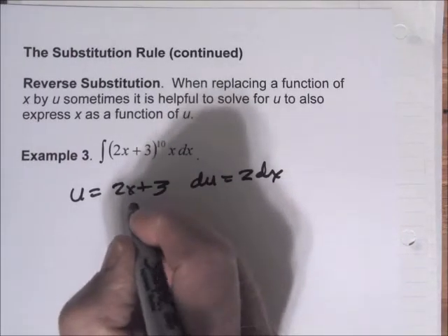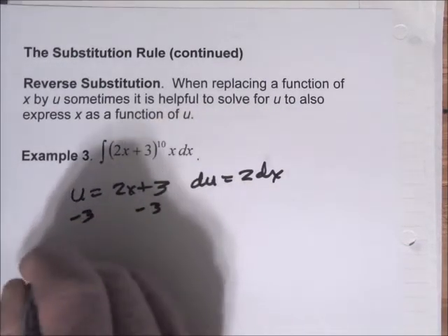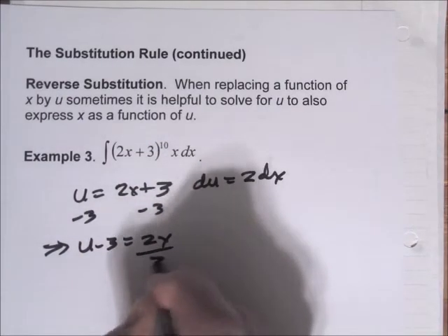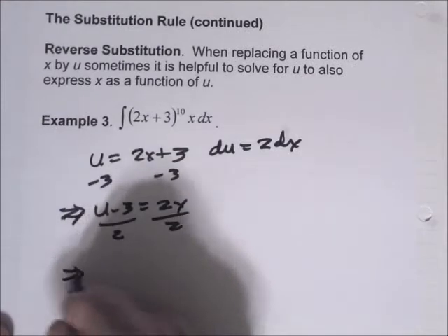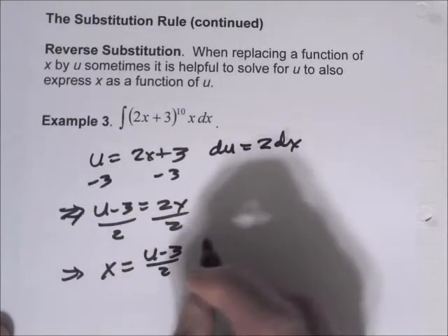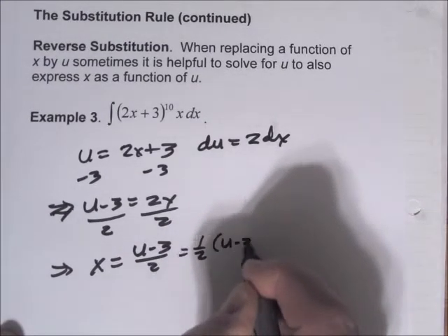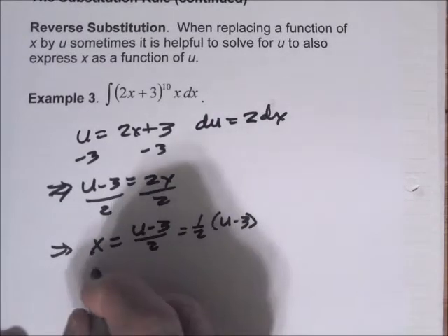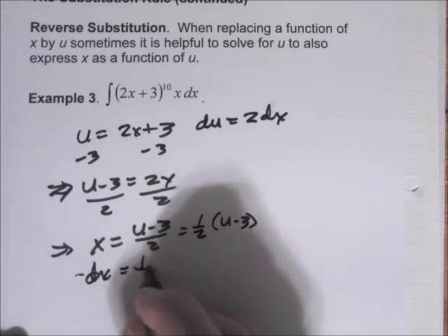So it's going to be helpful to solve for x, to know what to put in for x here. If we subtract 3 from both sides, we get u minus 3 is equal to 2x, and then divide by 2. That gives us x is equal to u minus 3 over 2, or it's equal to 1/2 times u minus 3. And that also means that dx is going to be 1/2 du.